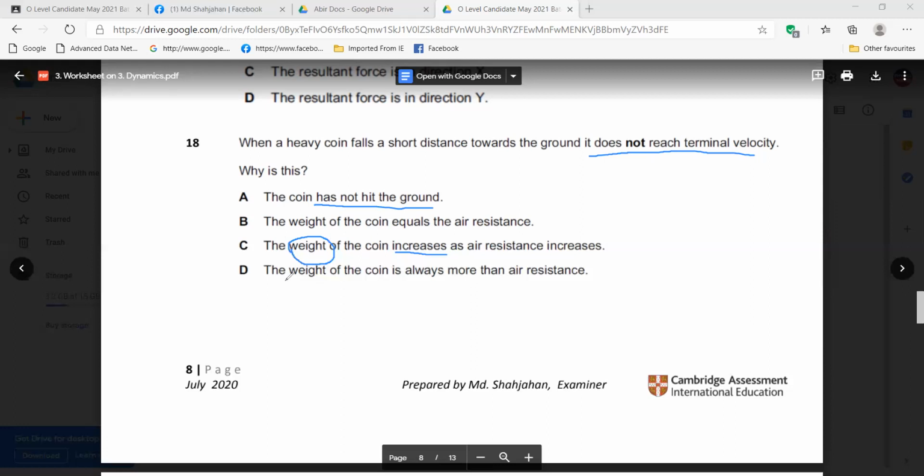And the last one, the final one: the weight of the coin is always more than the air resistance. Yes, it is. Still, the weight is greater than the air resistance, right? Yes, till now, as it is not reaching the terminal velocity. So you are getting the answer, right? Yes, sir. D.